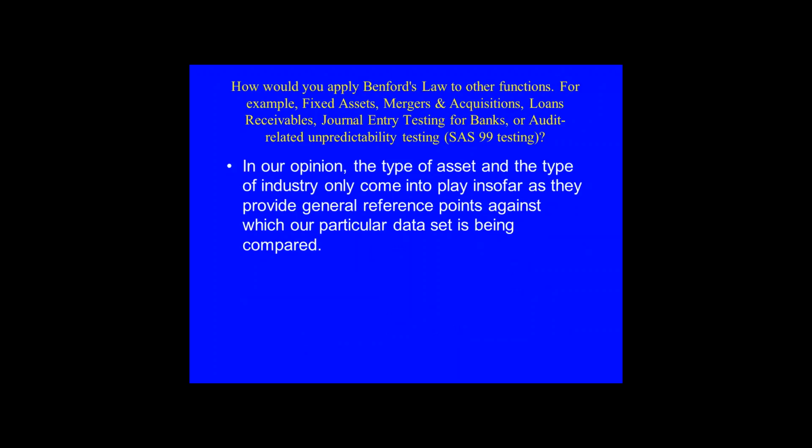This question: how would you apply Benford's to other functions? The type of asset is really secondary. You're just graphing it and looking at the frequency of occurrence of certain numbers. So whether it's receivables or journal entries, I guess you could run the Benford on journal entries. We look for round numbers, offsetting numbers, sometimes we'll use an absolute value to match the positive and negative journal entries. Again, it just takes a few minutes.